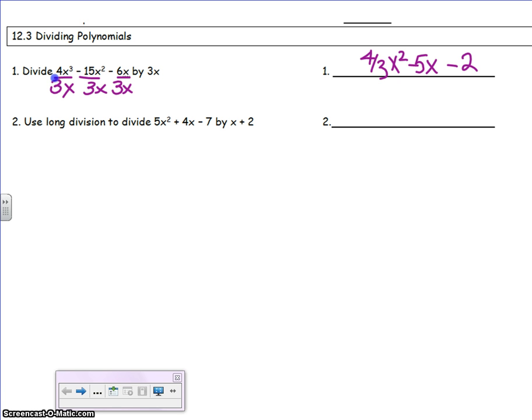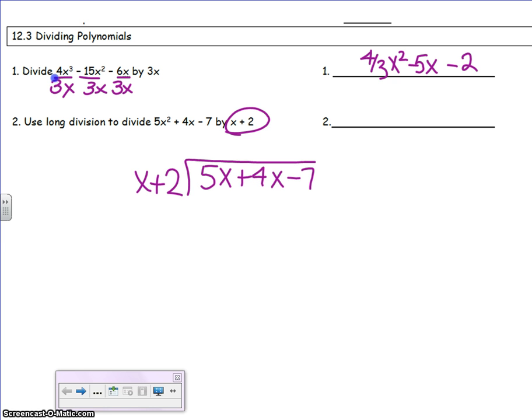On number 2 is when we'll use long division. Remember, when we use long division, this is what comes outside. 5x squared plus 4x minus 7. It's already in the correct form, so we don't need to rearrange or add any exponents. So then what we do, remember, is what times x gives us 5x squared? That will be 5x. We'll do 5x times x is 5x squared. 5x times 2 is a positive 10x. Remember, then we're going to switch both of the signs. 5x squared minus 5x squared is eliminated. 4x minus 10x is negative 6x. Bring down our negative 7.